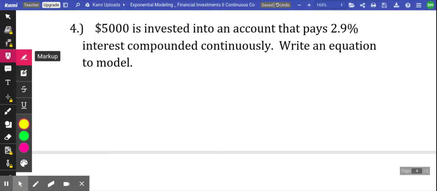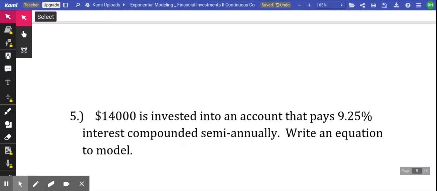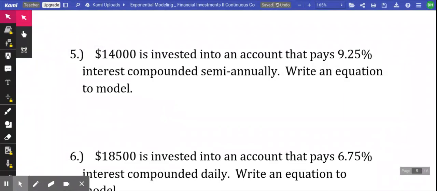All right, compounded continuously. We're going PERT style here. The amount of money you've accumulated is equal to 5,000 multiplied by e to the 0.029t power, moving that decimal place twice, of course.